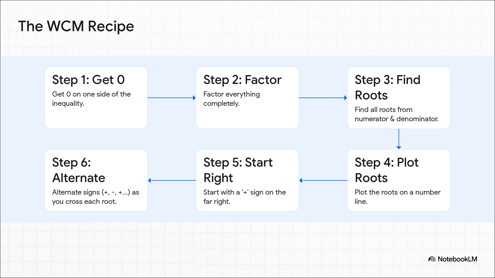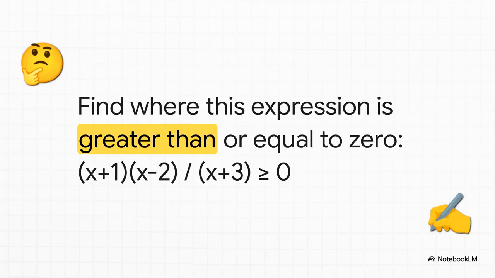Now here comes the magic. Step 5, you always start with a plus sign on the far right. And then for step 6, you just snake your way back to the left, alternating the sign, plus, minus, every single time you cross a root. It works because crossing just one of those roots is the only thing that can flip the sign of the whole expression. Okay, theory is great, but let's put this thing to the test with a tougher example.